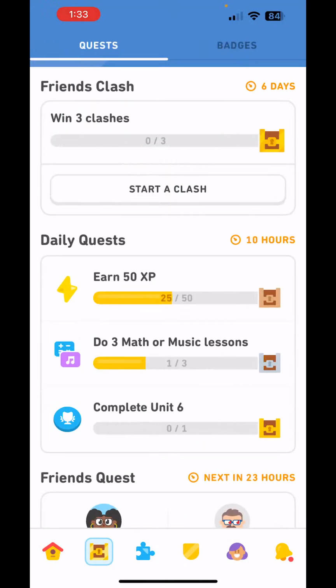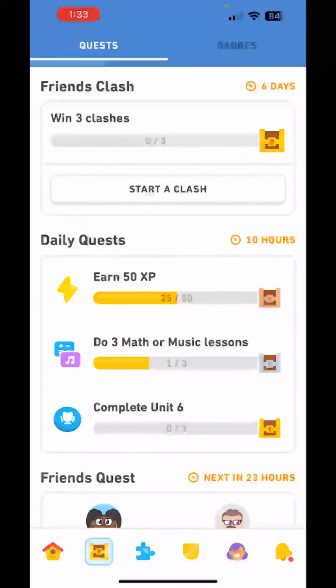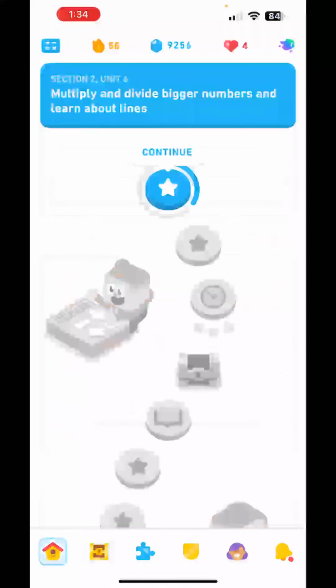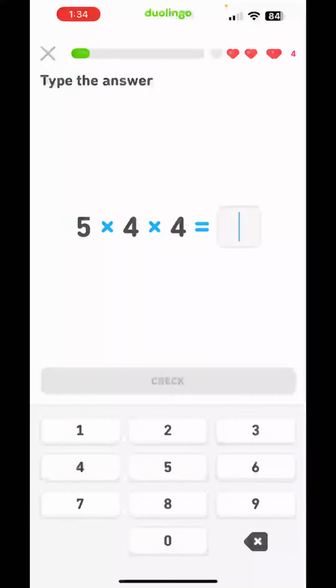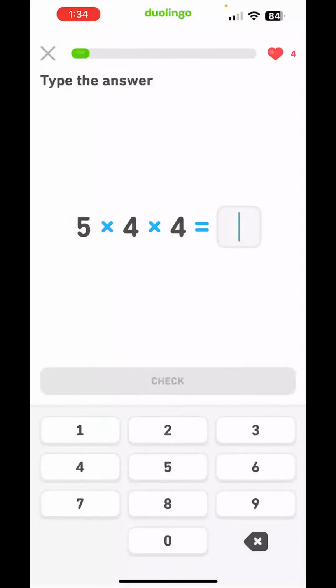Okay, so just looking at our daily quest, we still need to do 2 more math lessons and receive 25 more XP to open the bronze and the silver chest. So let's continue with math. We're still on multiplication. All right, here we have 5 times 4 times 4. So 5 times 4 is 20, and 20 times 4 is 80.